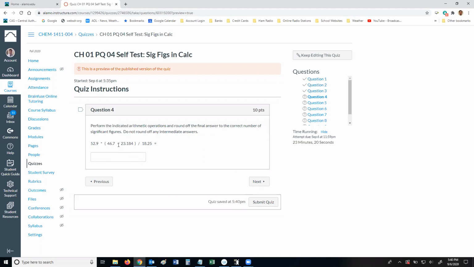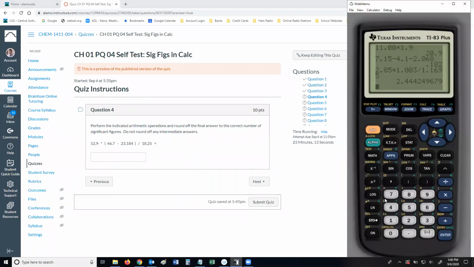Now, of course, calculator-wise, you could certainly put it all in. And so if I enter that exactly as it's shown, I would have 52.9 times, open parentheses, 46.7 minus 23.184, and then close parentheses, and then divided by 18.25.